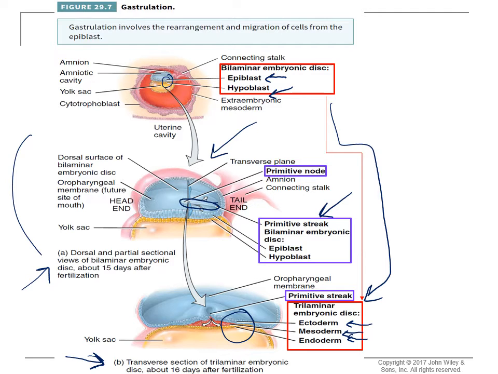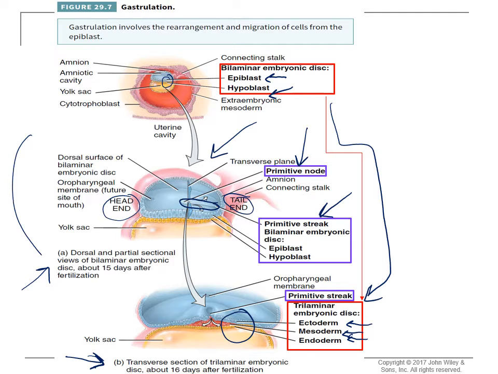Just like we said, it makes the primitive streak. The primitive streak clearly establishes the head and the tail. So the head end, and then we have the tail end of the embryo, as well as its right and left side. At the head end of the primitive streak, a small group of epiblastic cells forms around the structure called the primitive node. So here we have the primitive node.